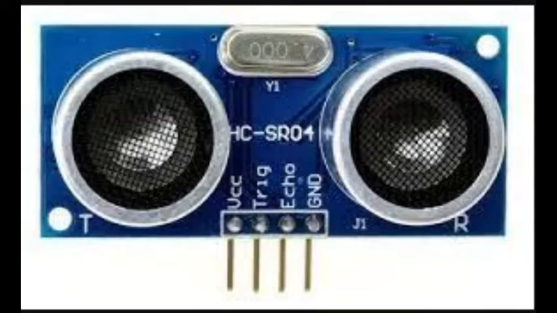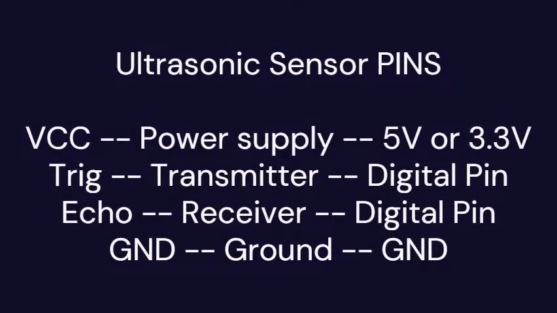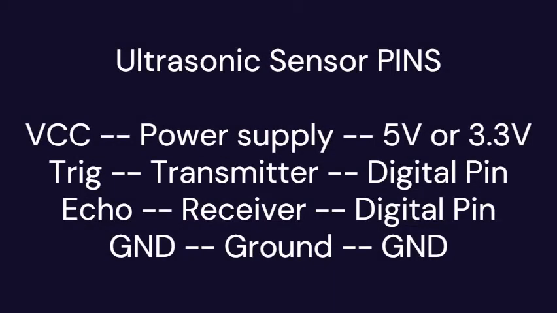First, let us see the pins of the ultrasonic sensor. I'm talking about the HC-SR04 module. The first pin is the VCC pin, also known as the power supply, where 5 volts or 3.3 volts has to be given for adequate power supply. Next we have the trigger and echo pins.